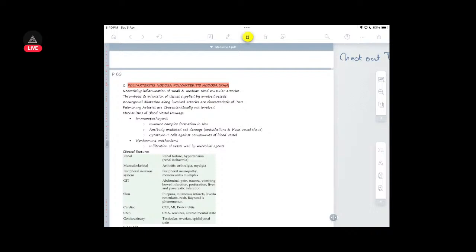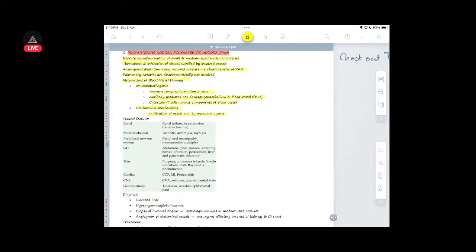Then finally you have polyarteritis nodosa, which is a necrotizing inflammation of small and medium sized arteries. So you have thrombosis, infection, and autoimmune association along with PAN. Pulmonary arteries are not involved, and the mechanism is immunopathogenic. You have immune complex formation in situ, antibody mediated cell damage, and cytotoxic T cells against the components of blood vessels. And you have a non-immune mechanism, which is infiltration of the wall by microbial agents.